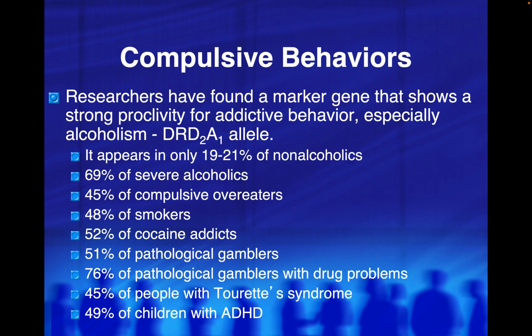Adopted children. Researchers have found a marker gene that shows a strong proclivity for addictive behavior, especially alcoholism. It's the DRD2A1 allele. It appears in only 19 to 21% of non-alcoholics, but it appears in 69% of severe alcoholics, in 45% of compulsive overeaters, 48% of smokers, 52% of cocaine addicts, 51% of pathological gamblers, 76% of pathological gamblers with drug problems, 45% of people with Tourette's syndrome, and 49% of children with ADHD. That's the DRD2A1 allele.